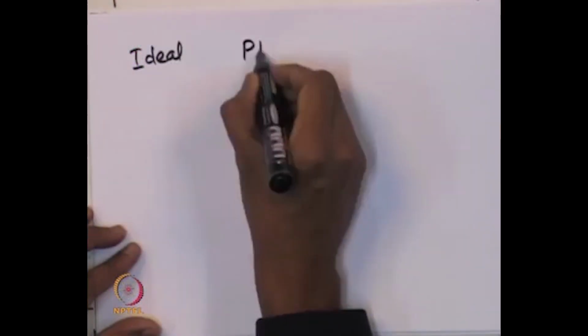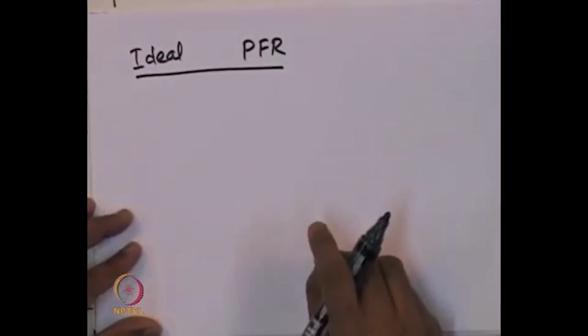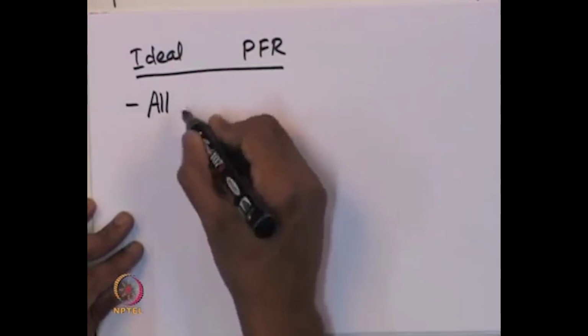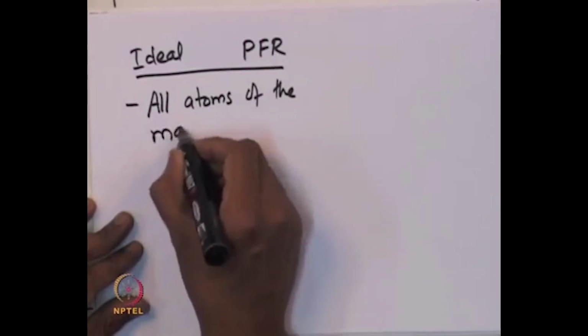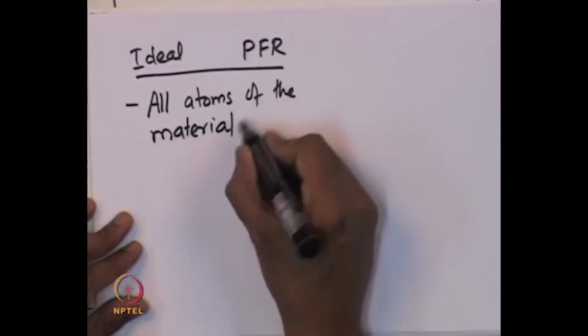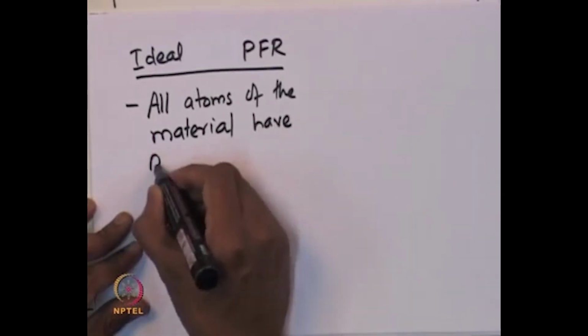So, now we said that the plug flow reactor is an ideal reactor. So, why is it an ideal reactor? So, let us look at the ideal plug flow reactor. A plug flow reactor can actually be an ideal reactor under certain situations. So, what are the properties of an ideal plug flow reactor? In an ideal plug flow reactor, all atoms of the material have same residence time.